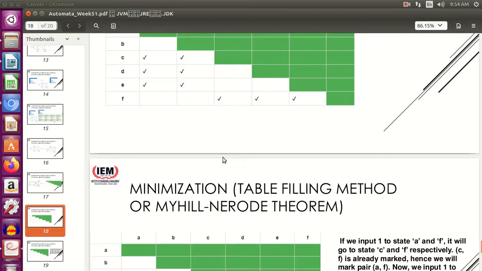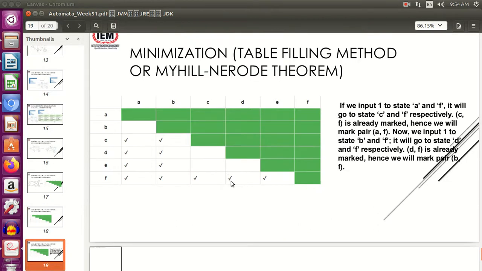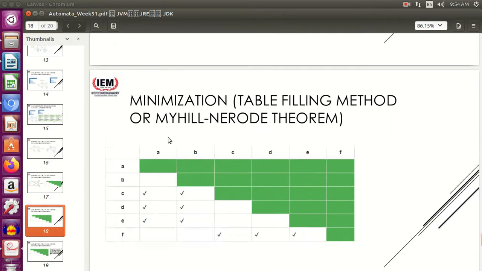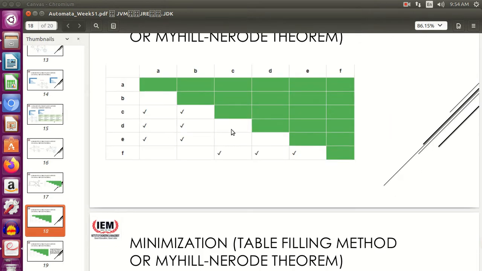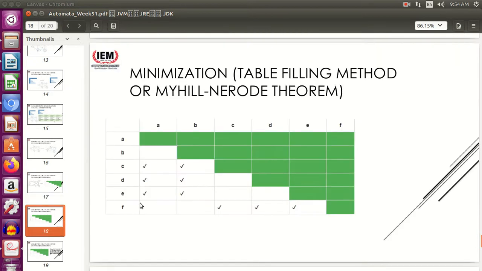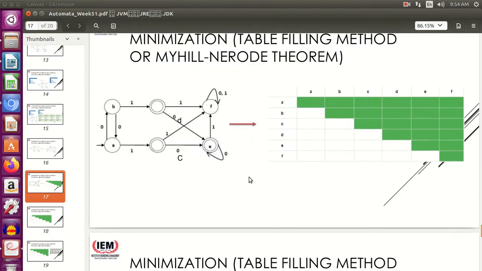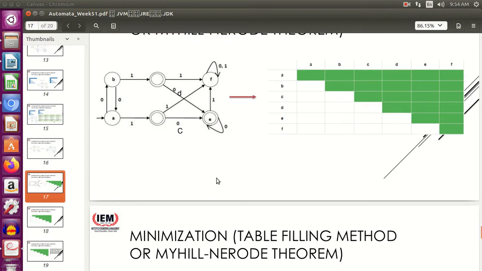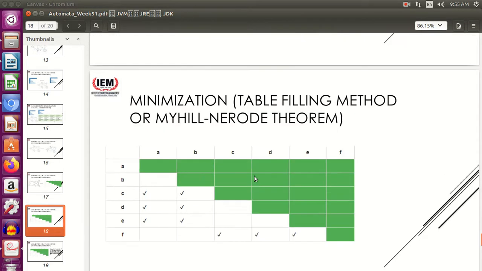All the cells will not be marked, because C, D and E are all final states. So E comma C, E comma D, these cells will not be marked, because in that case E and C are both final states. Our criteria is we will mark only those pairs where one is final and one is non-final. So I cannot mark the pairs ED or EC. Yeah, sorry I missed it.